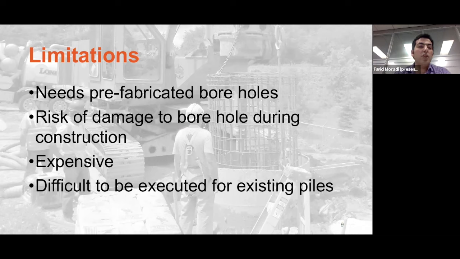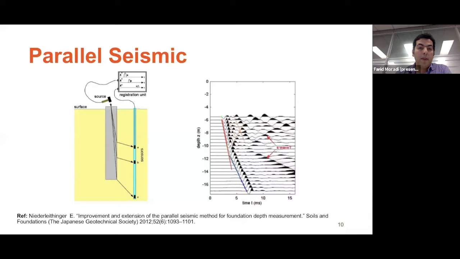The other issue is that this method is a little bit expensive compared to other technologies and difficult to execute for existing piles. Let's say you have piles in an existing structure and you want to assess their present condition in order to increase, for example, the superstructure loads. It's very, very difficult to execute this test for existing piles and foundations. It has some technical issues. Drilling boreholes into the piles takes a lot of time and sometimes it's too expensive.